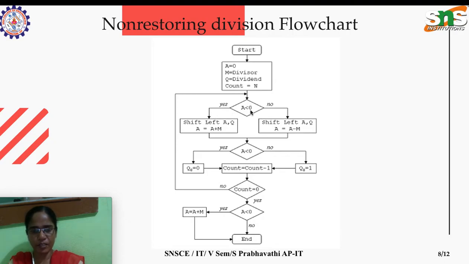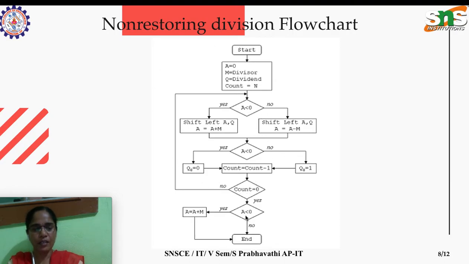So when the sign bit is 1, we will be adding. When the sign bit is positive, we will be subtracting it. Then after this addition or subtraction is over, again we will be checking whether the sign bit is 1 or 0. Based on that we will be setting Q naught to 1 or 0. If the answer is positive, we will be setting Q naught to 1, otherwise, if the MSB of A is 1, we will be setting Q naught to 0, and decrement the count, repeat it until the count reaches 0.